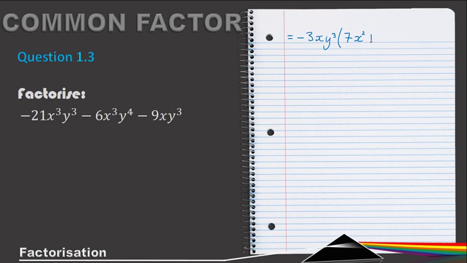And then plus, because once again the sign changes when I take out a negative. So 3 divided by 6 is 2. Then we have x to the power of 3. We took out 1x, so we're left with x squared. And y to the power of 3 was taken out, so we're left with 1y. And then here we take out a negative again, so this becomes plus. 9 divided by 3 is 3. x went out, y to the power of 3 went out, so that's our final answer.